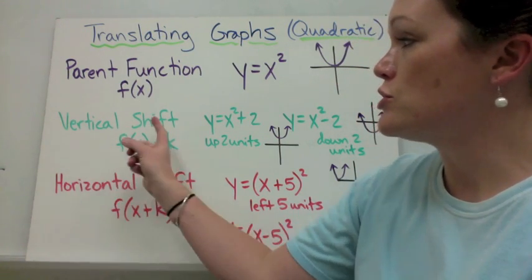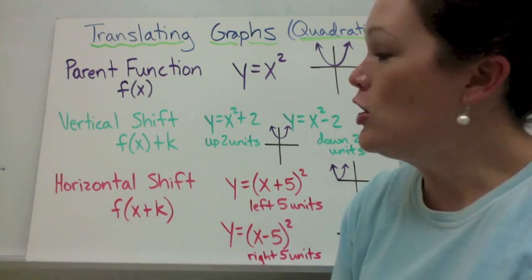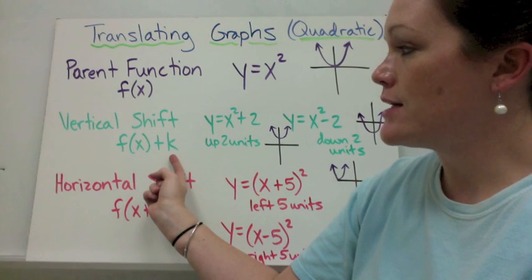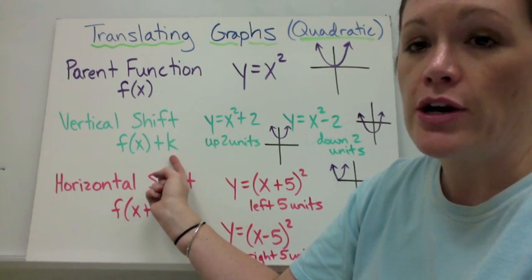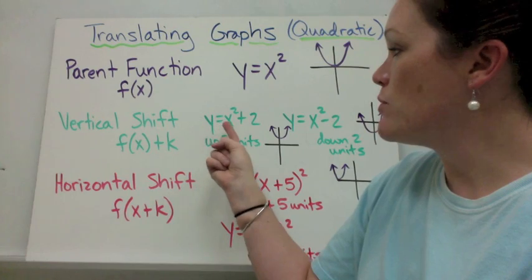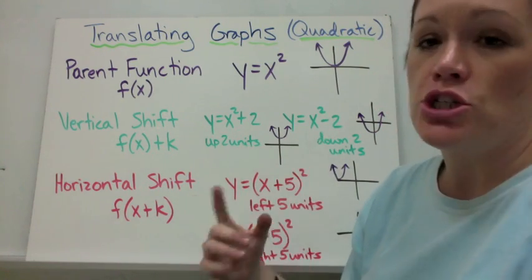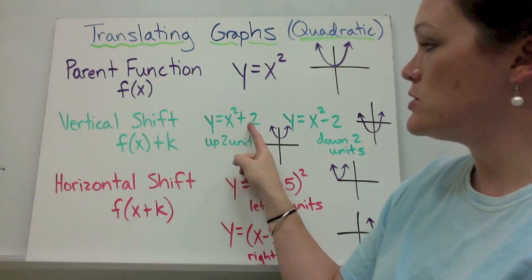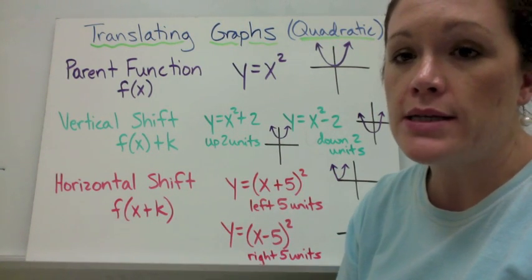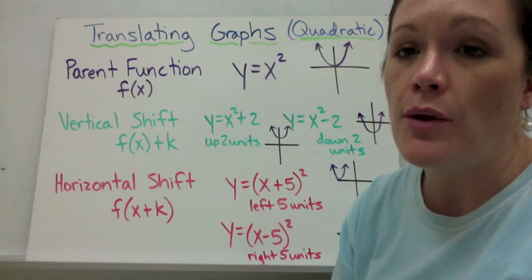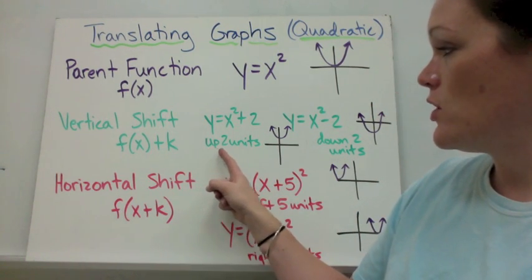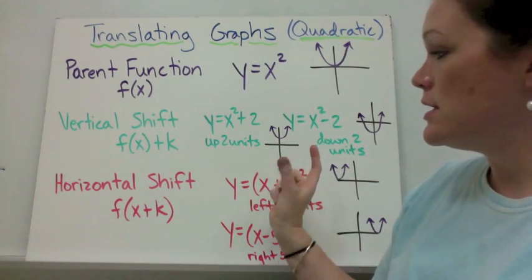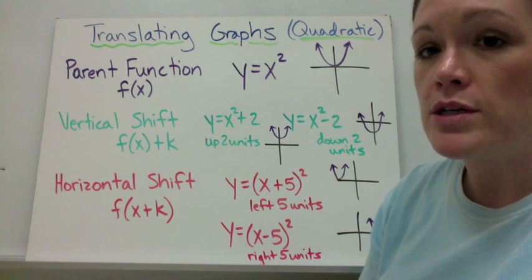When it has a vertical shift or a vertical translation, we think of it as the parent function was simply f of x, and now it's f of x plus k is the generic term. But what it really means is when we add or subtract, it's going to shift our graph. For instance, y equals x squared plus 2. When we add a number directly to x squared, it makes the graph shift upwards. So this would be a translation of up 2 units. This graph is the same shape, but it's now sitting up 2 units above where it was before.